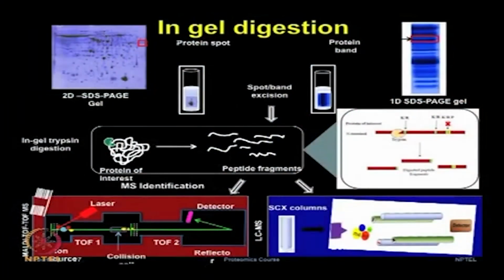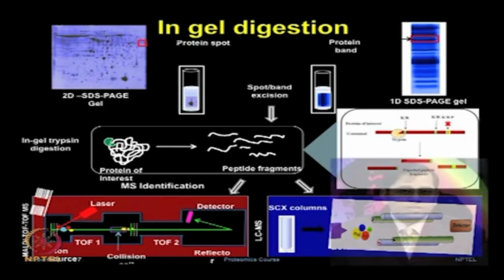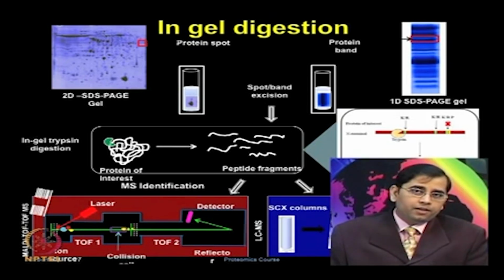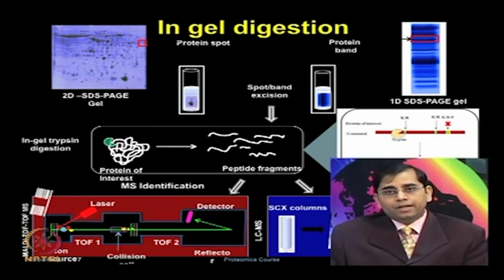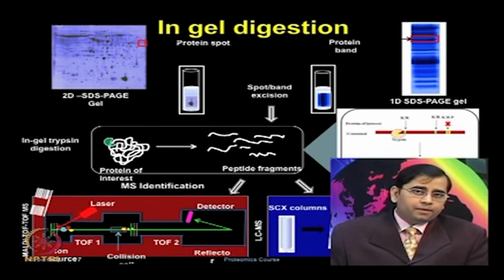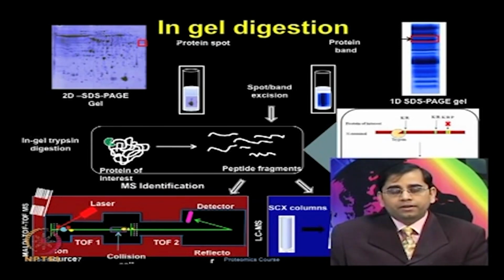This slide gives you an overview of the in-gel digestion process. We will talk in more detail about each of these steps as we go along in the next lectures, talking more specifically about specific types of mass spectrometry techniques. But today I am giving you an overview of various concepts and various steps involved in performing the mass spectrometry experiments.